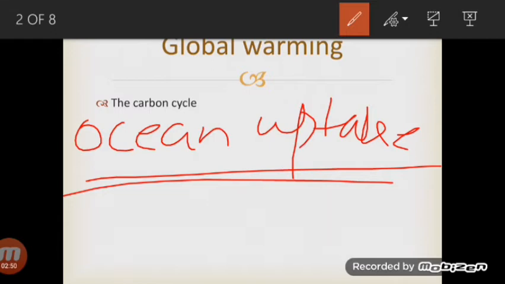So the carbon cycle is very important to maintain the mechanism of removal and release of carbon dioxide in the atmosphere, which is very important.